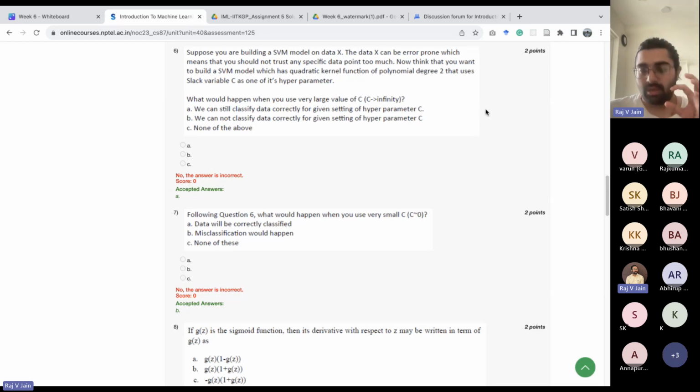We say that, okay, try to get as much as right. That's the idea of saying a large value of C. Okay, in that sense, then I get the spirit of the question based on your latest explanation.